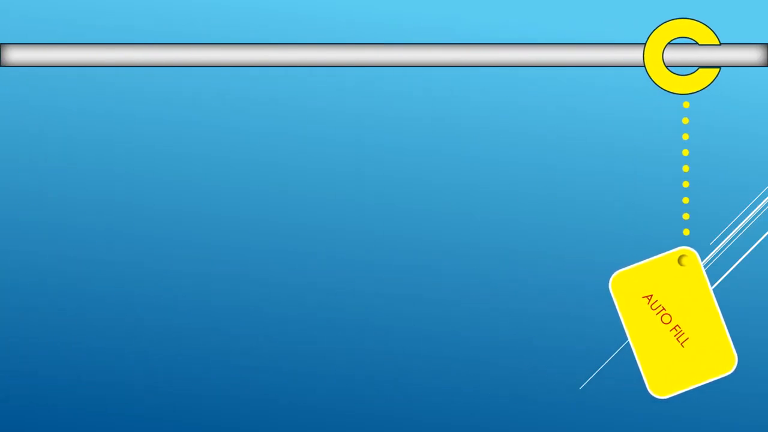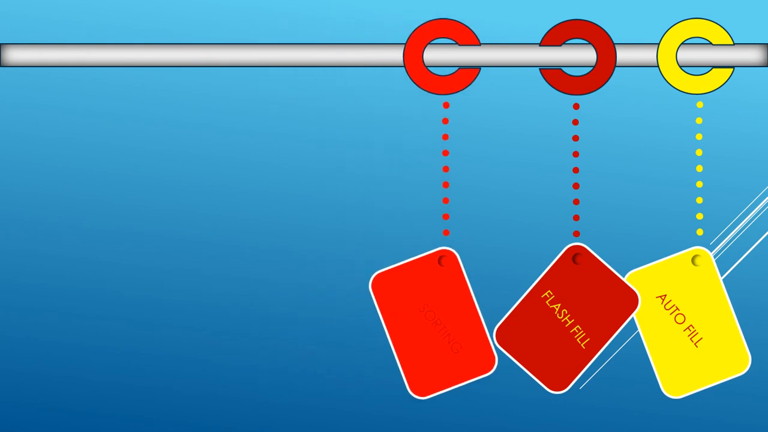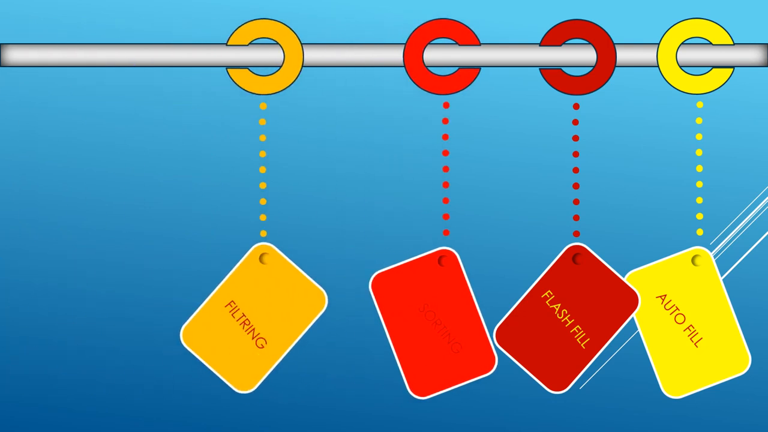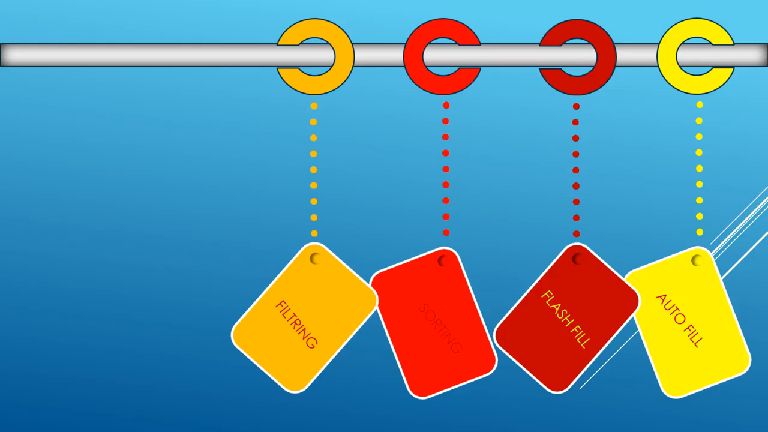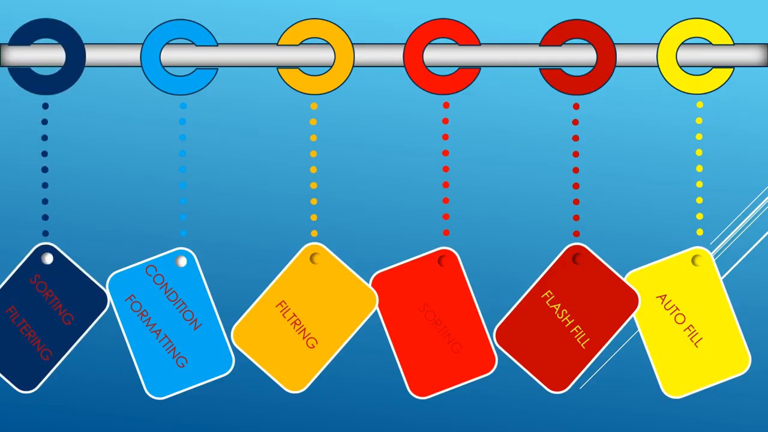First one is autofill. Have you heard the word autofill? Second one is flash fill. Third point is sorting. Fourth one is filtering. Fifth one is conditional formatting, and the last one is more sorting and filtering. These are the main topics of this lesson. Of these main topics, last class we learned the first two, that is autofill and flash fill.